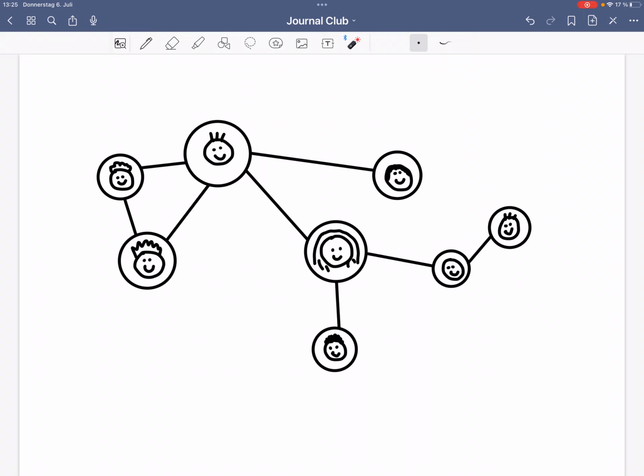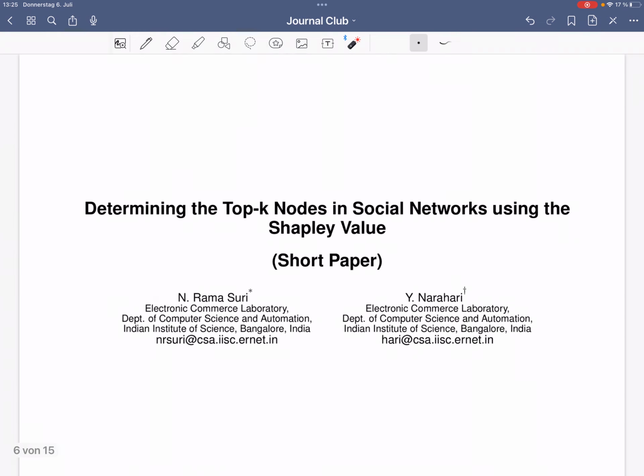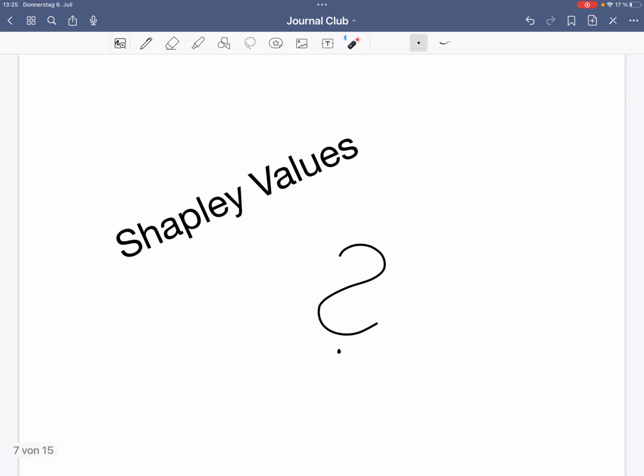In other words, when I want to spread some information to as many people as possible, to which people shall I pass that information when I don't have time to involve everyone? The authors Ramasuri and Narahari developed an approach to this problem using Shapley values. But what are Shapley values?